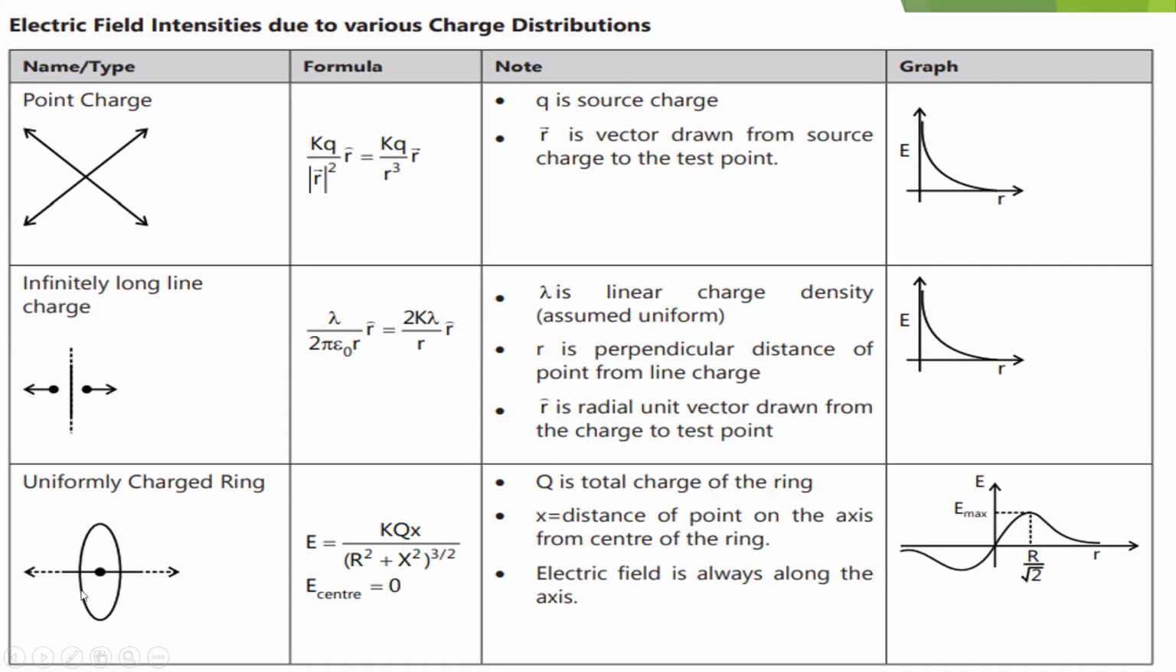Next, if the charge is distributed uniformly on a ring, your equation will be E equal to kqx by (r square plus x square) whole power 3 by 2, where q is the total charge of the ring and x is the distance of the point on the x-axis. The electric field is always along the x-axis. This is the graph of a uniformly charged ring, where first your electric field will increase and at a particular point it will reach a maximum. Then as the distance increases, your electric field intensity will decrease.